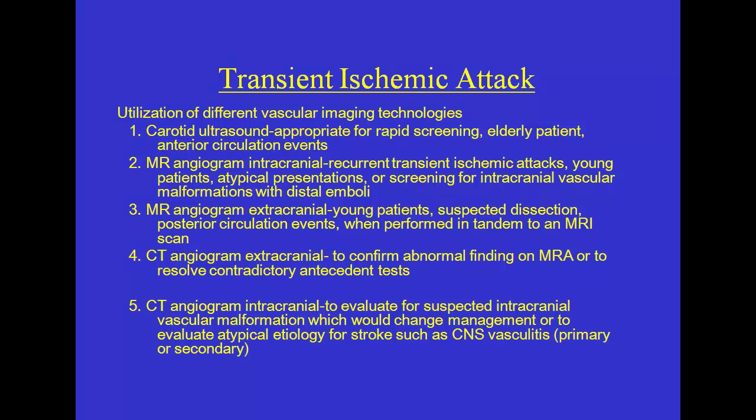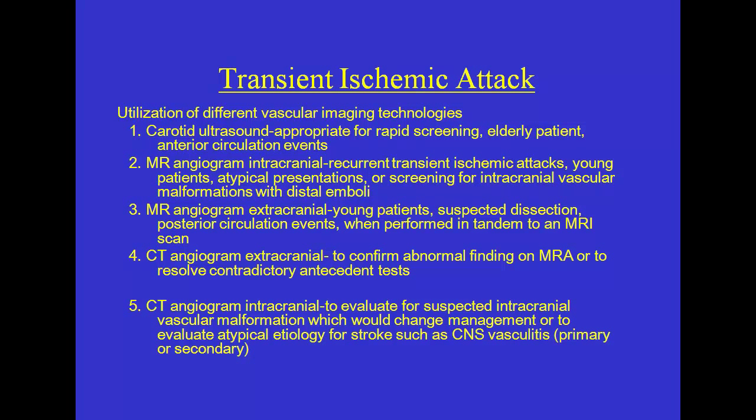So I think it's very important for you guys to keep that in mind, that that's a potential ordering error, is forgetting to get the MRA extracranial, which goes in as MRA neck. You guys probably by now know that. MR angiogram extracranial, when do you use that? Well, you use that for young patients. Why? Because a lot of times they'll have dissections and other atypical etiologies. And I actually put that in there, suspected dissection.